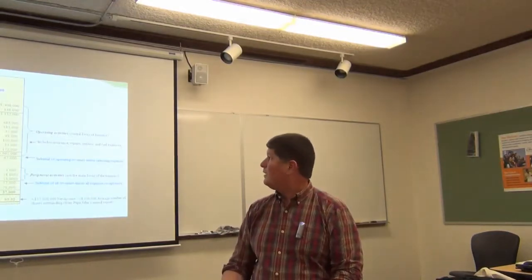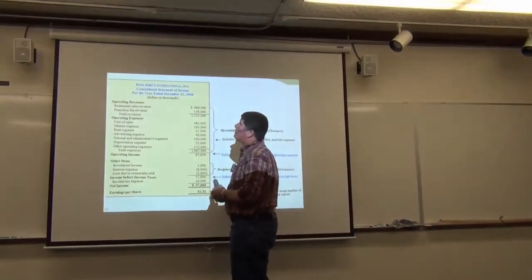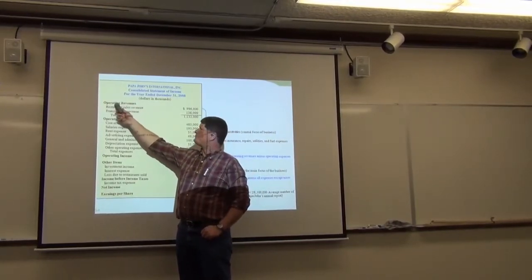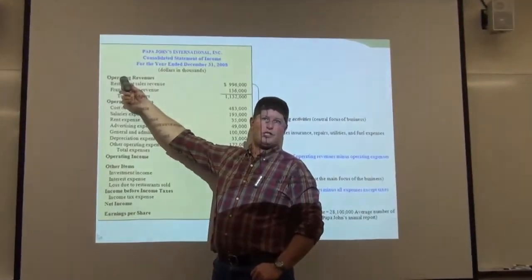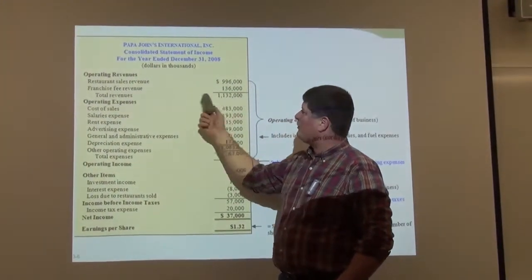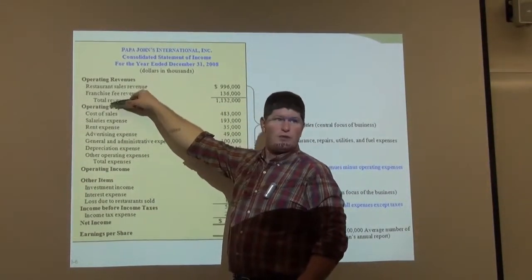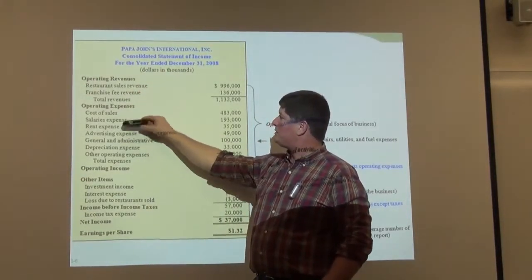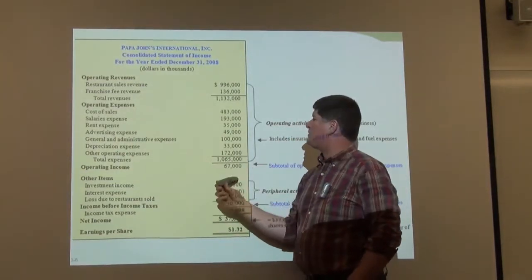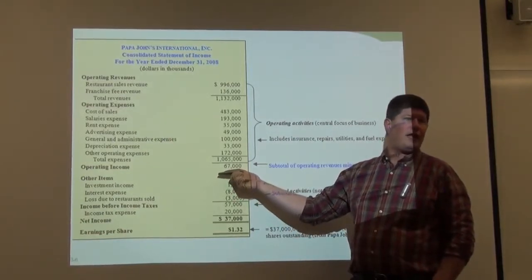Good. Okay, so here's a nice example of an income statement. Operating revenues. Operating is the key word. This is the business we're in the business to do, right? Restaurant sales, franchise fee, total revenues. Operating expenses. This is what it cost us to generate these revenues. Pay our people, rent some buildings, administrative overhead, advertise, total expenses, operating income. This is how much we made from the business we're in every day.